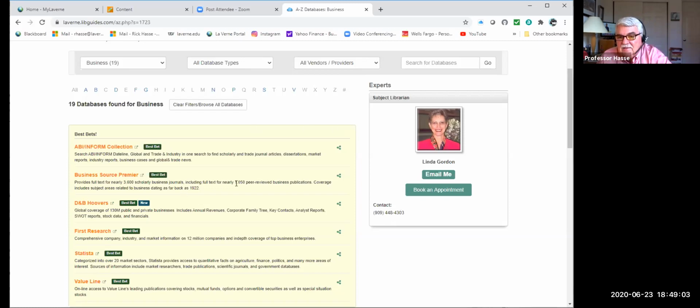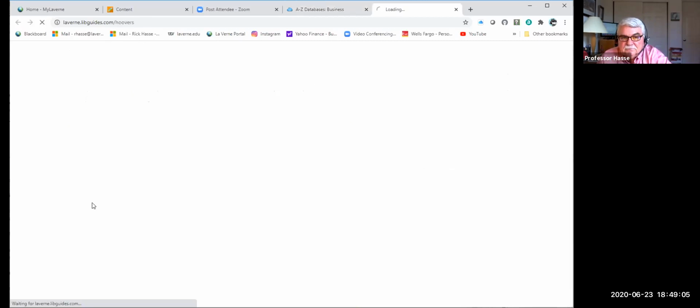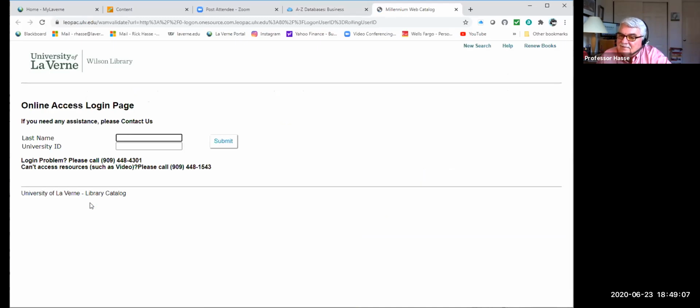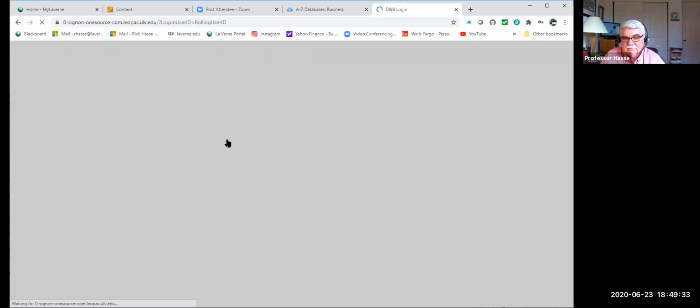And if you click on D&B Hoovers, up comes an Access login page. So all you have to do is type in your last name and your university ID. All right, that's your ID number. Everybody should know that. It's on everything you get from us. And you type in your ID number, and you hit submit. They want to make sure you're a student here.